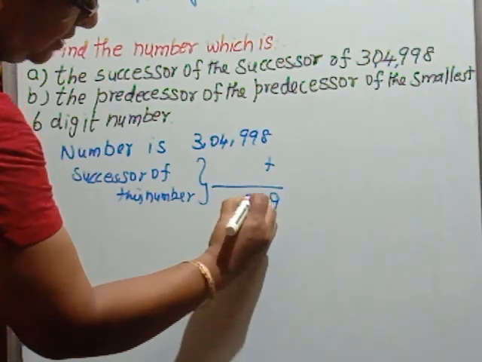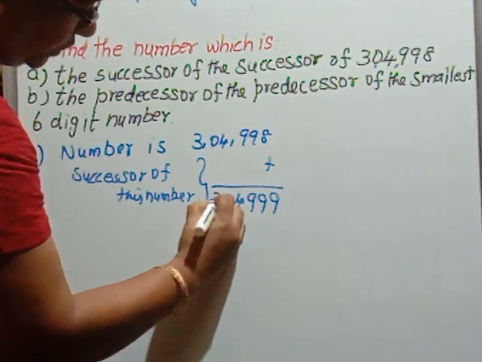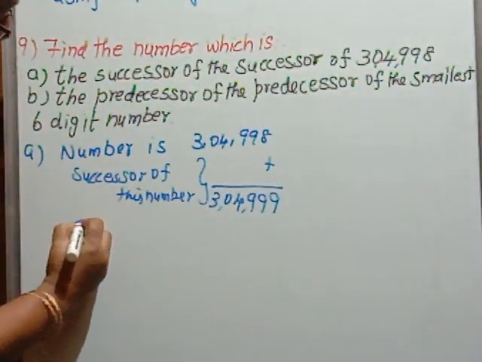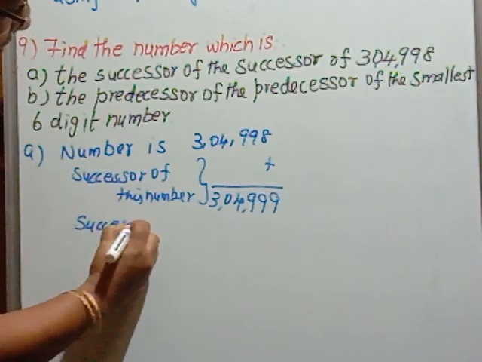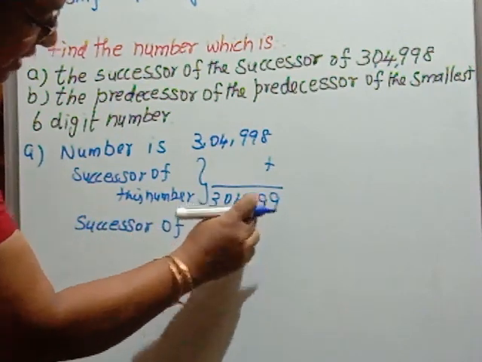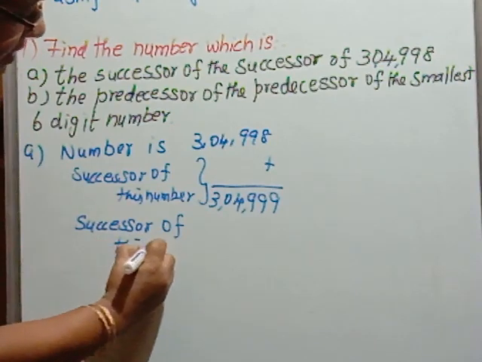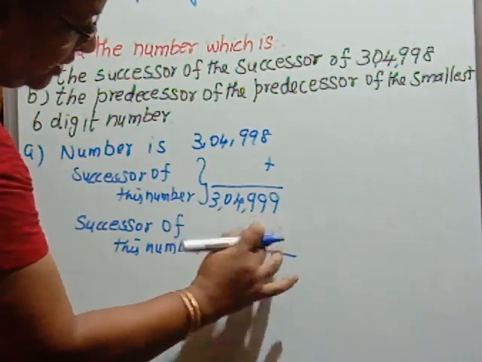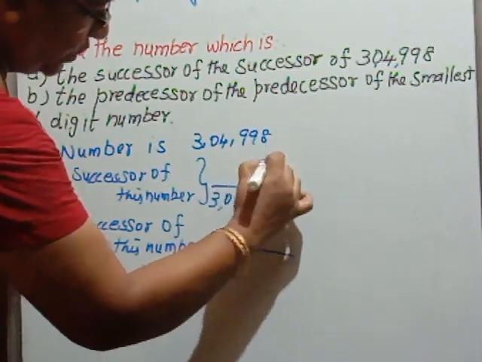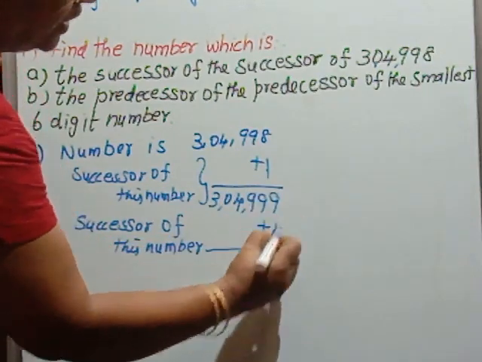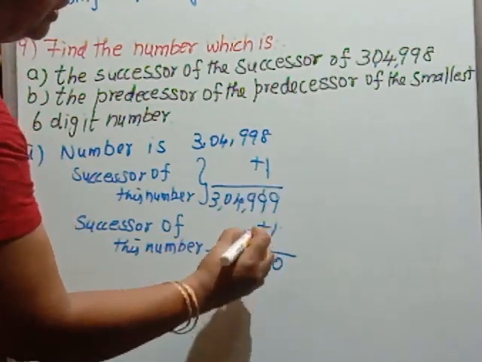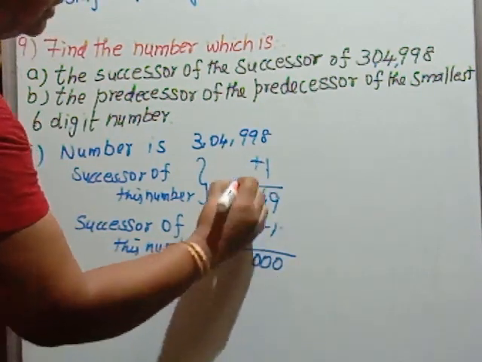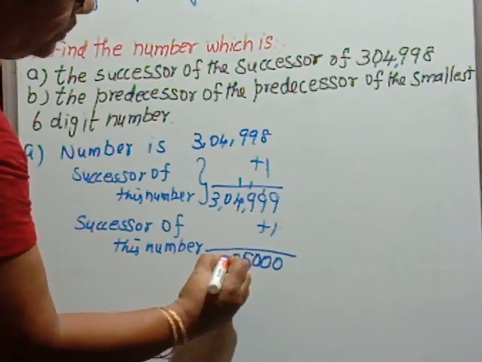Now, 3,04,999. They are asking the successor of the successor. So one more successor we have to find out. Successor of this number. Again what we have to do? Add one more. Add plus 1. Here also you have to add plus 1. When you are adding 9 plus 1, 10, 0. Remainder 1. 9 plus 1, 10. Remainder 1. 9 plus 1, 10. You have to add 5, 0, 3.